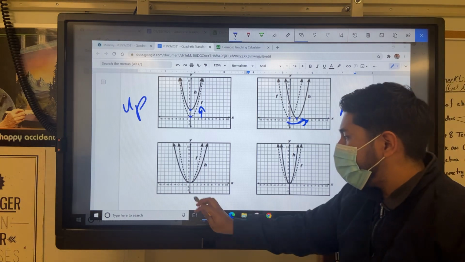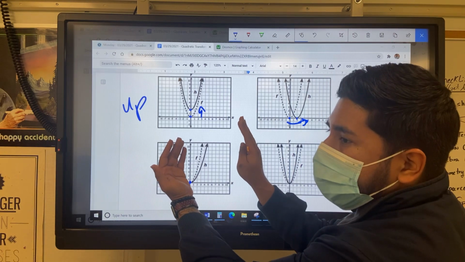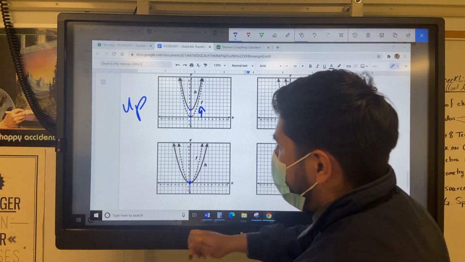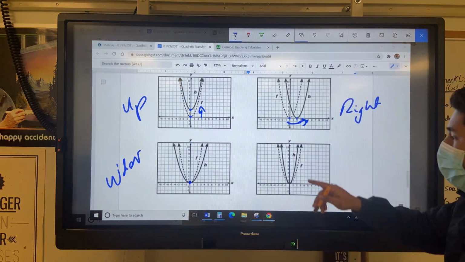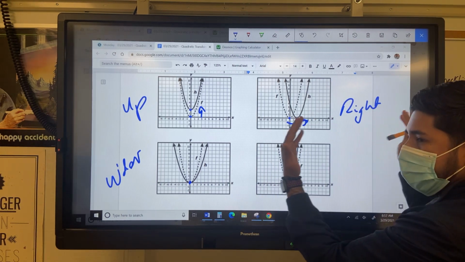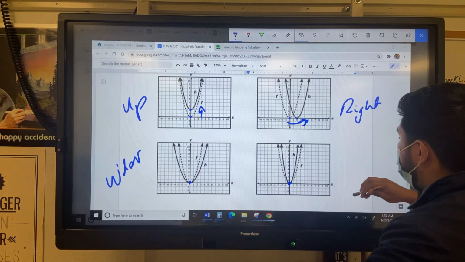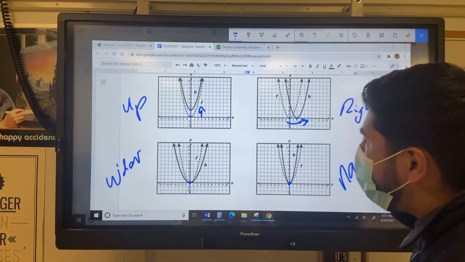Okay, we talked about this right now. Vertexes are in the same spot. What happened from the dashed to the solid? It went wider. Boom, same part. Going from dash to solid, this time it's going inwards. We talked about it right now. It's not wider, but it's narrower. Can't really say that word, sorry about that. Narrower.